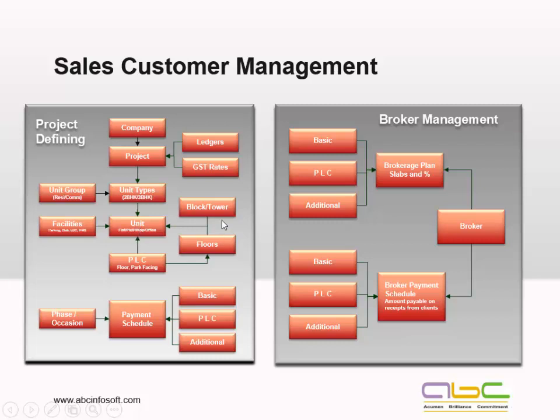Now, with this unit, we are going to define which block or tower it is in. Then if there are multiple towers, which floor, and then any PLCs. PLCs could be linked with the floors. It could be park facing, east facing, or any location things, a corner plot, something. So all those things linked with the unit would be defined here. And then all my additional charges or additional facilities: car parking, club membership, EDC, IDC, IFMS, power backups.